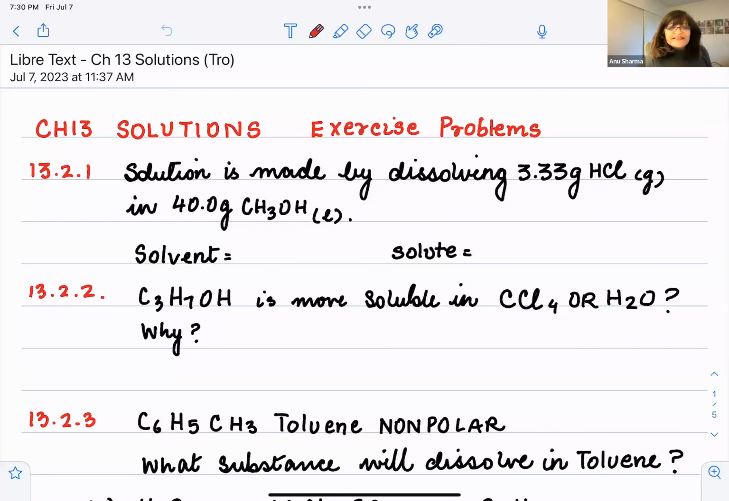Hi, guys. Okay, so let's look at chapter 13, exercise problems. That is a chapter on solutions. And this is the introductory chemistry textbook by Tro, available on the Libre text. So we are going to use these problems that are listed at the Libre text website.